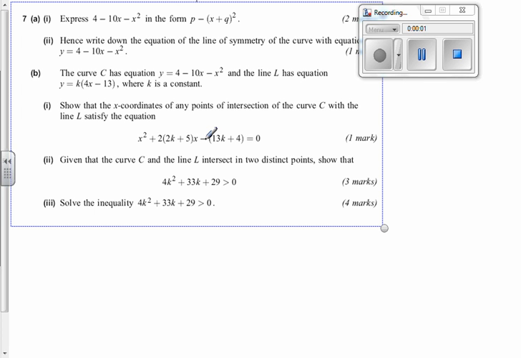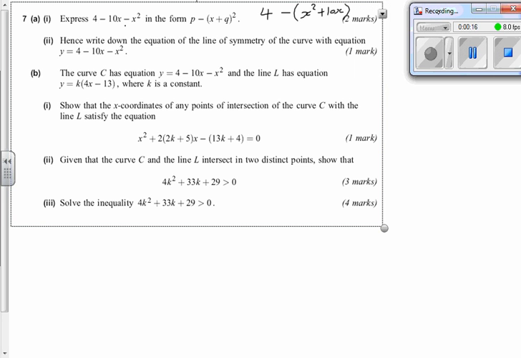Last question starts with completing the square. We don't get many of these minus x ones anymore, but here's one here. So we've got to complete the square of this. So it's 4 take away x squared plus 10x. That's just sorting out the first bit.